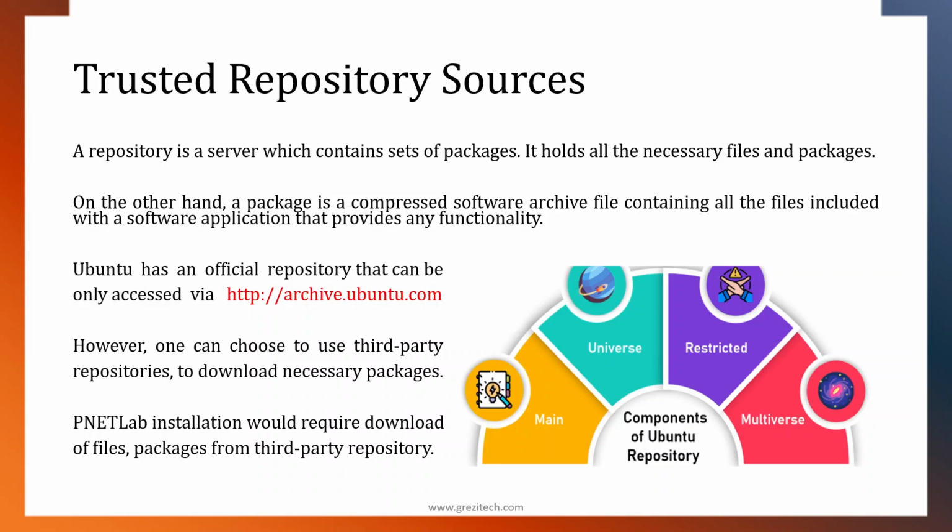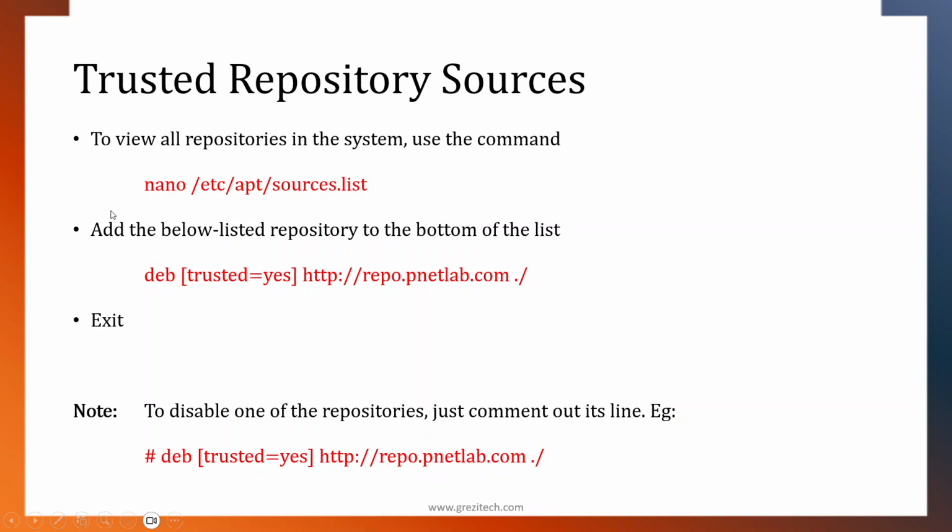Okay, so let's take a look at the repository. For PiNet Lab, we'll need to use repo.pinetlab.com. Now, when we log into Ubuntu, if you want to check all the repositories that you have, the official repository, you can use the command nano to get into the /etc/apt/sources.list file. So you go into the /etc/apt directory, and then you can view this file, sources.list. You can use nano to get there.